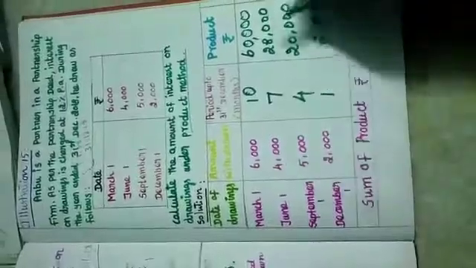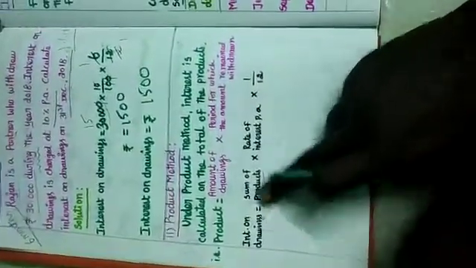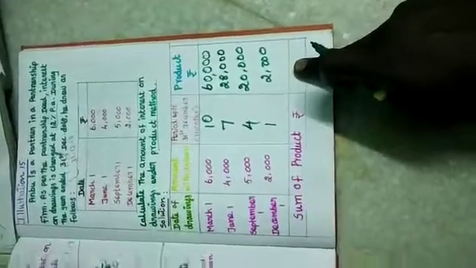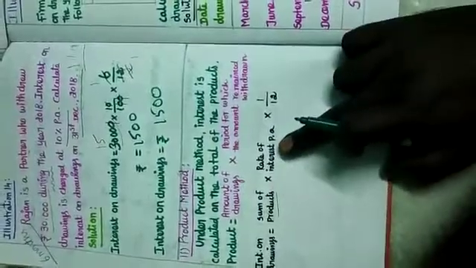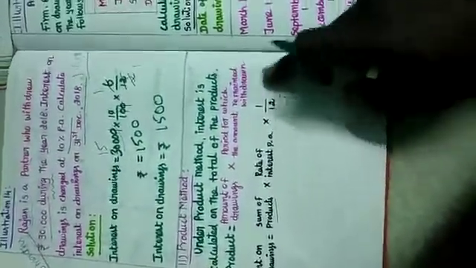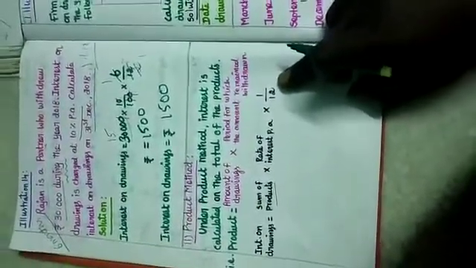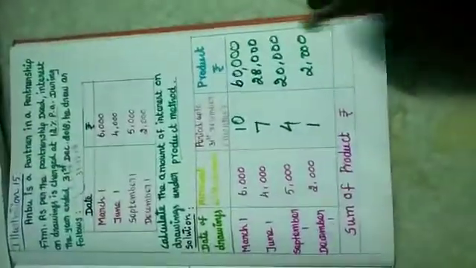So now we got the product values. For calculating interest on drawings under the product method, what is the formula? Interest on drawings is equal to sum of products into rate of interest into 1 by 12. Now we calculated only the individual products; we have to take the total of the products. The rate of interest given in the sum is 12% into 1 by 12, because we are calculating on a monthly basis. Month based means you use 1 by 12. Suppose it is date based, then we write 1 by 365. So sum of products we are going to calculate now.